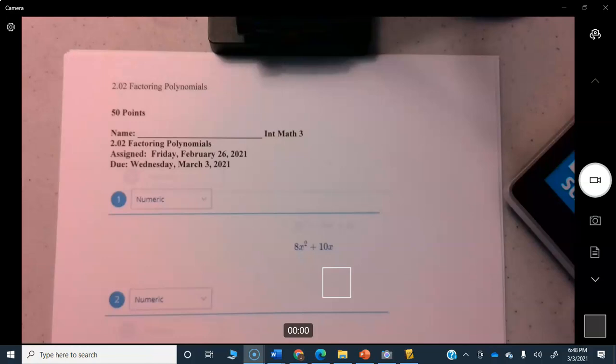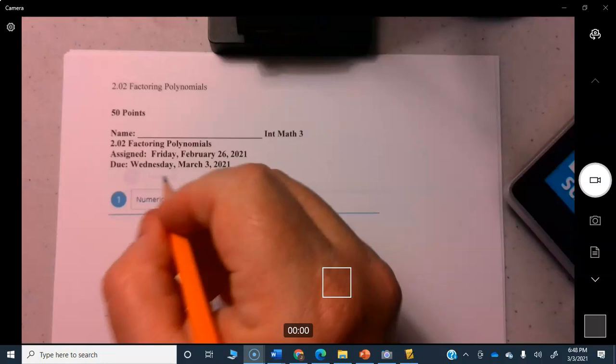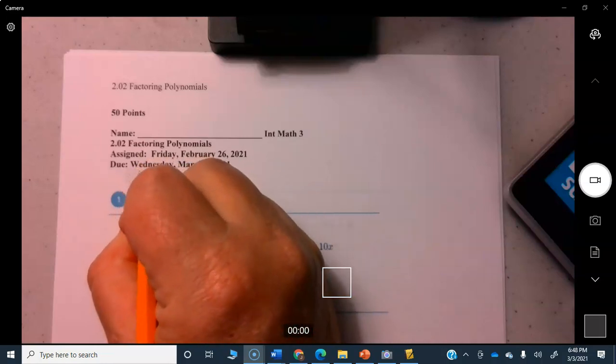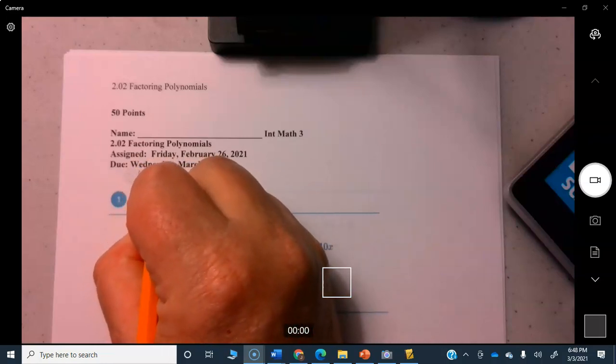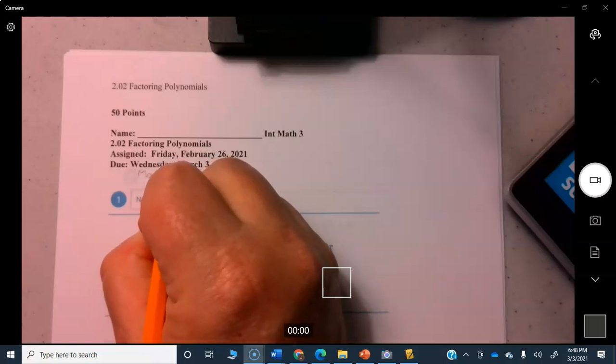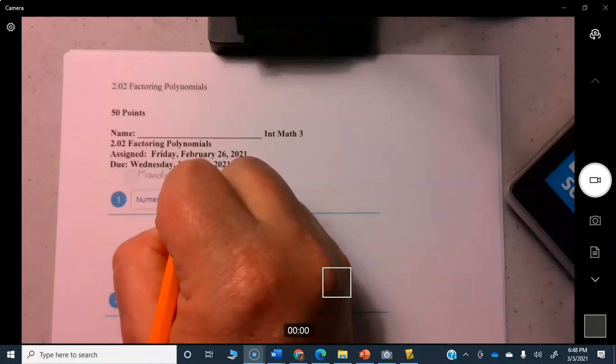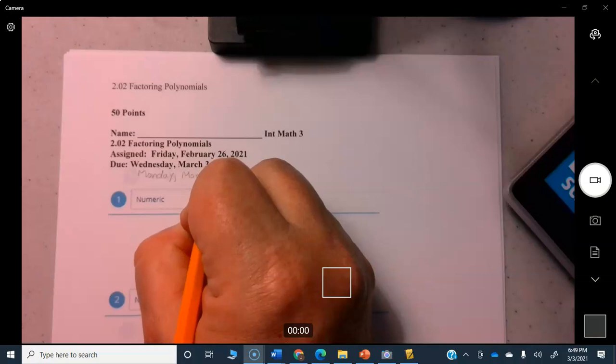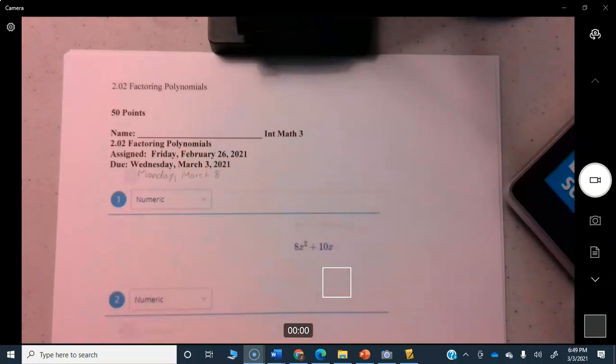All right, Integrated Math 3. This is lesson 2.02 on factoring polynomials. The due date originally was March the 3rd. I'm changing that to Monday, March the 8th, since I'm just getting this answers video up. So I'll go ahead and write that here. All right, and that'll be next week as I'm videoing this right now.